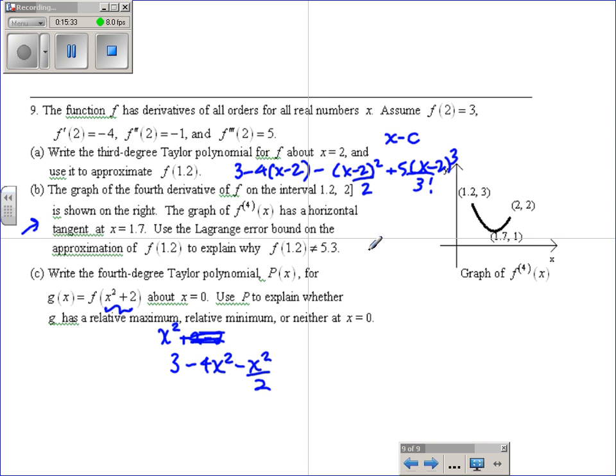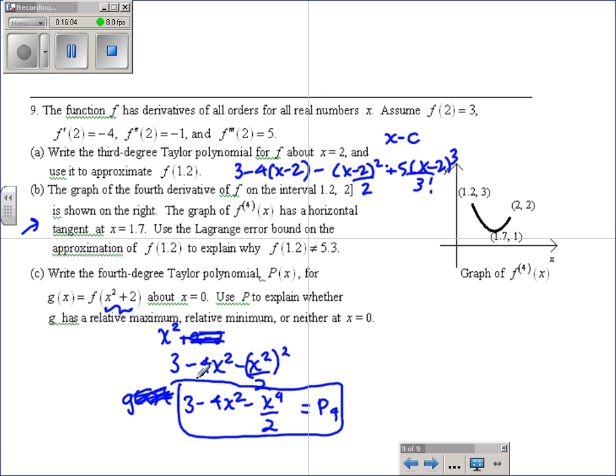And it's just the fourth degree, so we just go up until we get, oh, x squared squared, because this guy's squared. So 3 minus 4x squared minus x to the fourth over 2. And so for the polynomials, the degree is the degree of the largest exponent on x. So make sure you don't write g of x equals this. G of x does not equal this. Okay, if you want to say p sub 4, that's fine, or you can just throw down the answer and not even label it, and it's a polynomial.